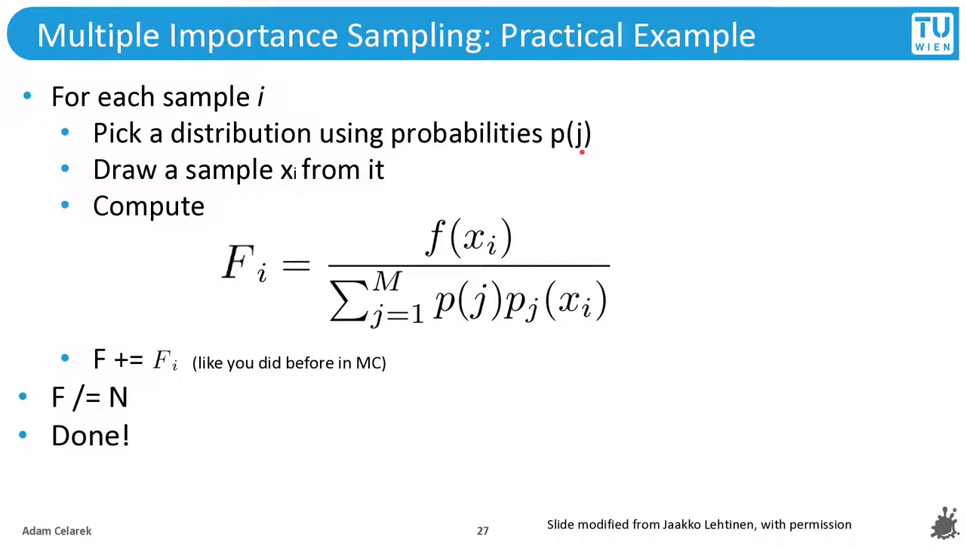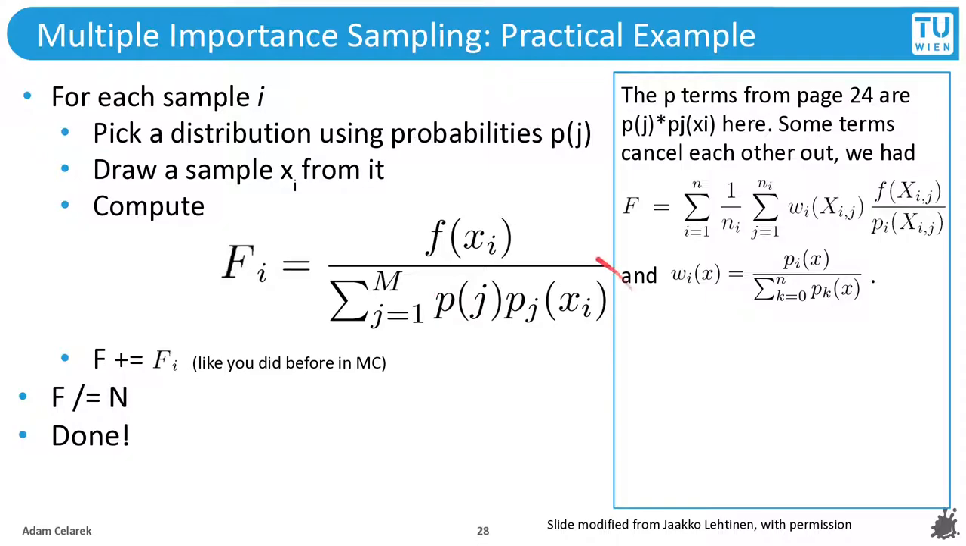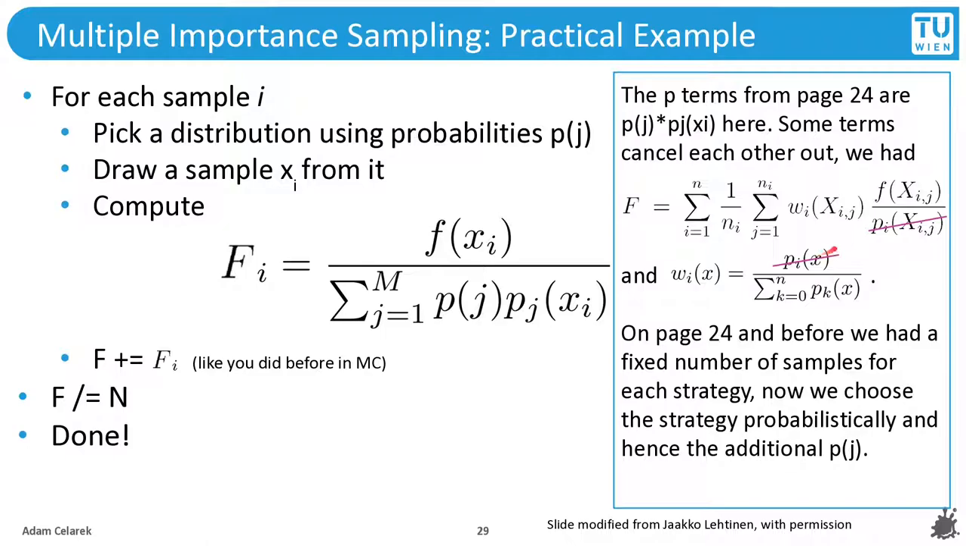We compute this value, which is the estimator for the current sampling strategy, and the balance heuristic is already built in. Then we sum up, like we did before in Monte Carlo. We divide by the number of samples and we are done. Okay, let's have a closer look at this one. Before, we said this is supposed to be our f. We have the f over the probability and we multiply with the weight. This comes from the balance heuristic, and we can see that those are reduced.